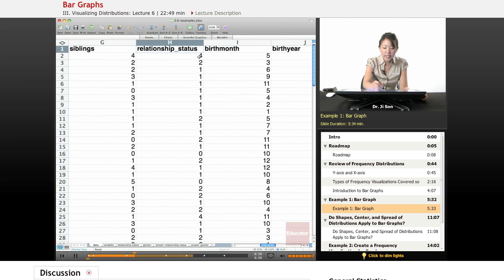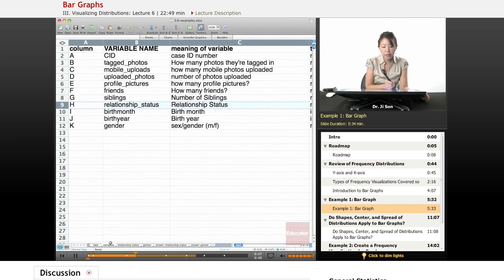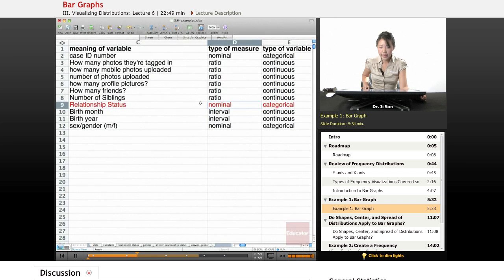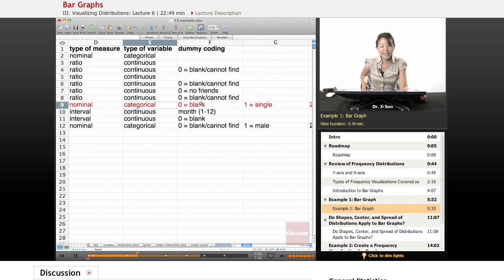But here, what we see is, hey, relationship status has a whole bunch of numbers. If you click on the variables sheet, it'll tell you what those numbers stand for. So relationship status is in column H. I'm just going to color this in red font so you could clearly follow along. And if you scroll to the right, it tells you that it's a nominal kind of measure, and it's a categorical variable, perfect for doing bar graphs. Here's what the dummy coding looks like. Although there are numbers there, those numbers don't actually stand for numbers. They're just dummy codes. They are stand-ins for nominal names, so nominal categories.